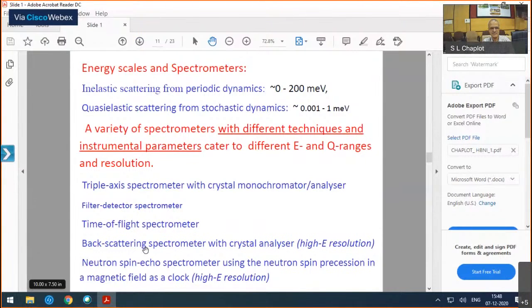Let's just look at this. How do we get a very high energy resolution in the backscattering spectrometer?